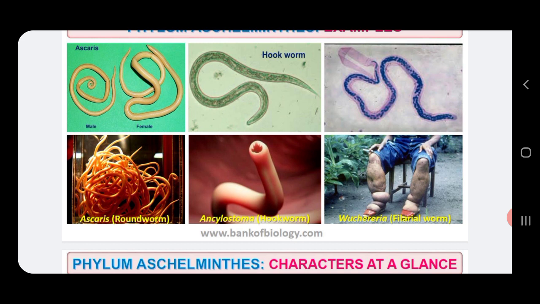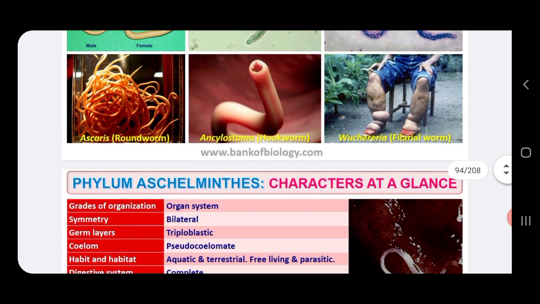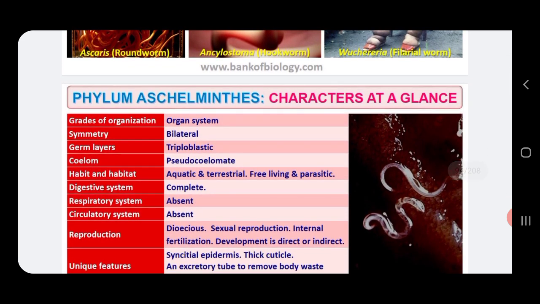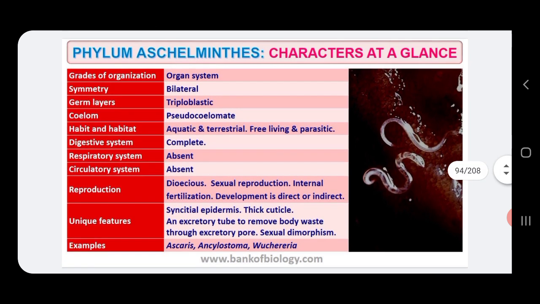Then Wuchereria, that is the filarial worm, which causes disease of the lymphatic vessels, and it also affects the reproductive organs. And then Aschelminthes can be divided into a single class, which is known as Nematoda. And then overall characters: the first one is grade of organization, organ system; symmetry, bilateral; germ layers, triploblastic; coelom, pseudocoelomate. Then habitat, aquatic and terrestrial. Some are free living and some are parasites.